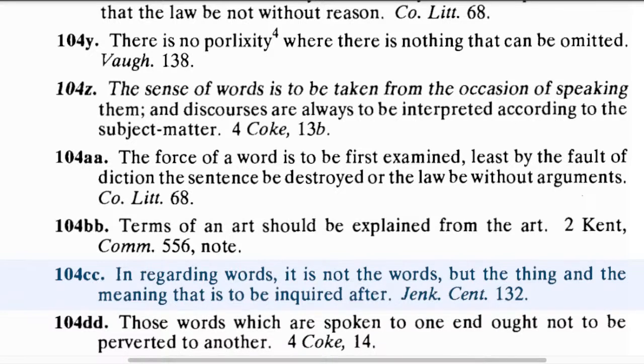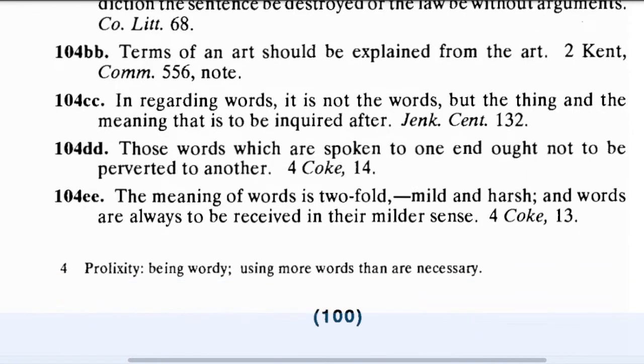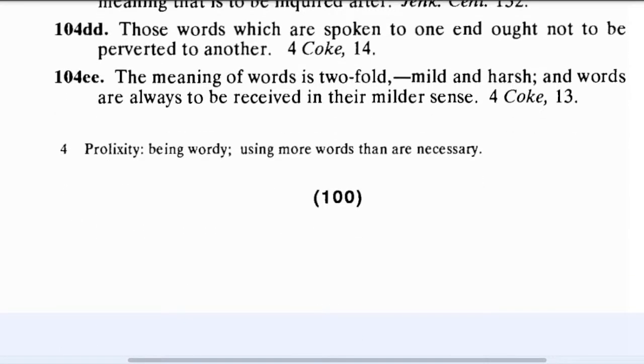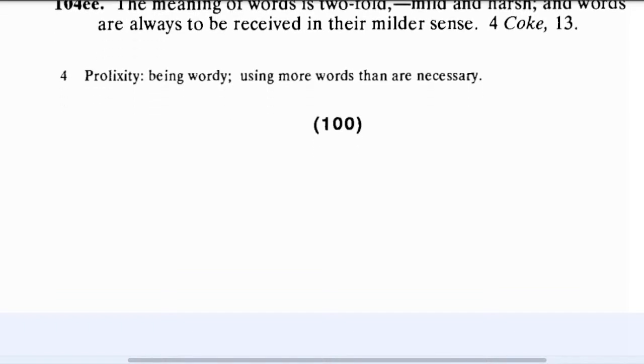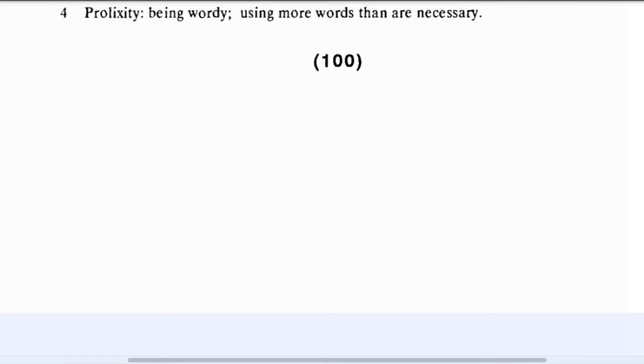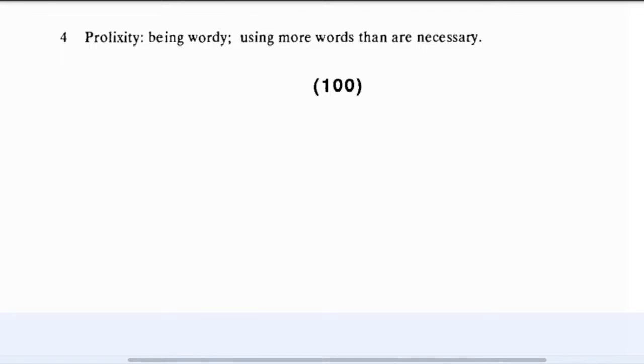In regarding words, it is not the words, but the thing and the meaning that is to be inquired after. Those words which are spoken to one end ought not to be perverted to another. Prolixity, being wordy, using more words than are necessary. And as we may remember from good old Strunk's Elements of Style, let every word tell.